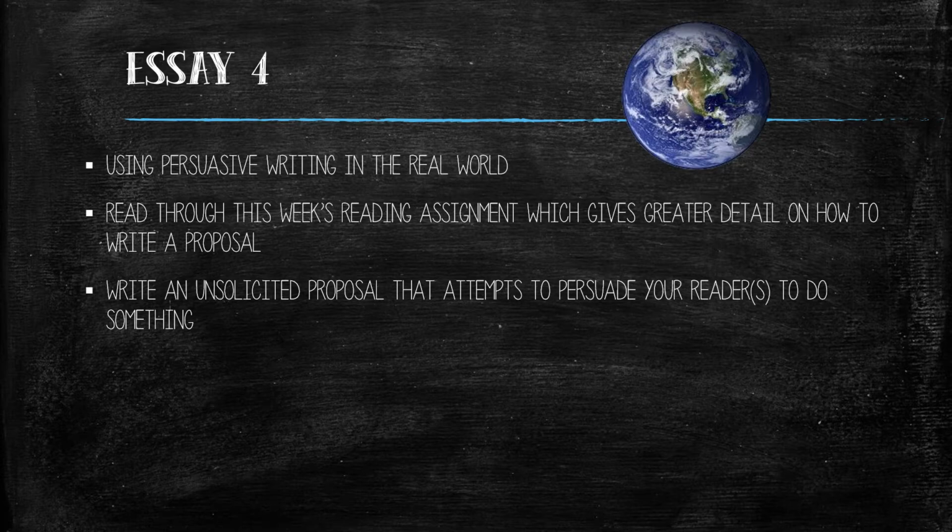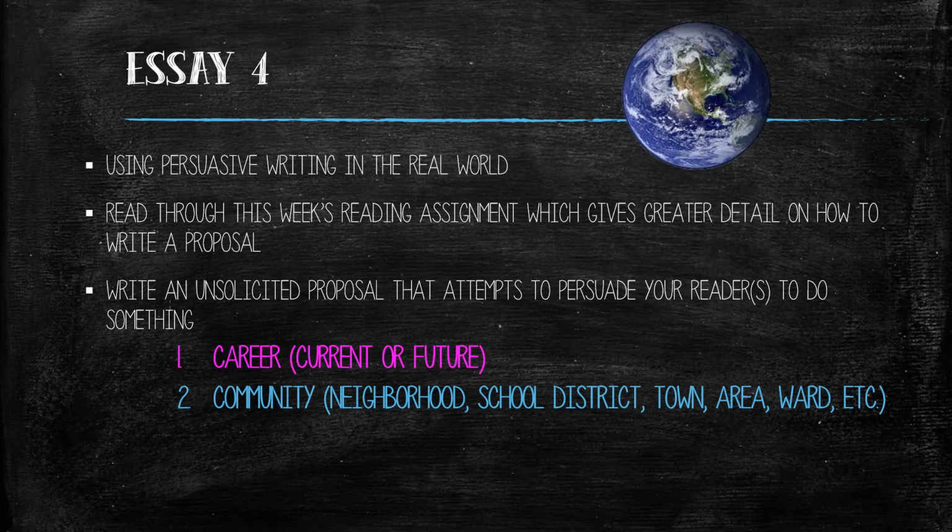First, I want you to pick a topic that relates to you personally from one of the following areas. Number 1, you can choose a topic related to your career, whether it be a job that you already have or hope to get in the future. Number 2, you can choose a topic related to your community in some way. This can be aimed towards your neighborhood, school district, your town or area, ward, etc., so long as it's a manageable and localized section of your own personal community. Number 3, you can choose a topic related to your school, whether it be online or on campus.